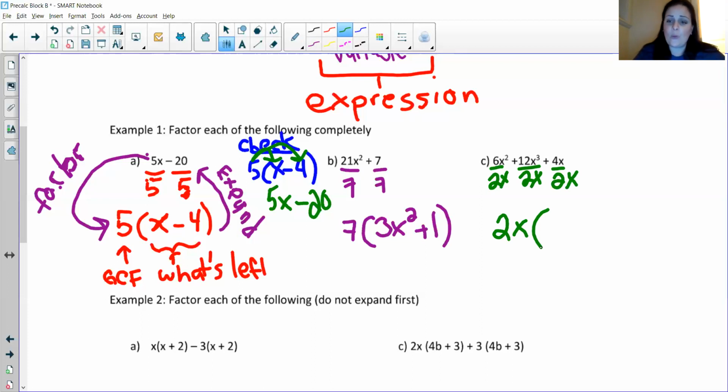So when we're figuring out what's left after we divide 2x out of all three of these terms, we look at the numbers with the numbers and the x's with the x's. So 6 divided by 2 is 3. X squared divided by x is just x. Okay. Positive 12 divided by 2 is positive 6. And x cubed divided by x leaves you with x squared. 4x divided by 2x. So again, 4 divided by 2 is positive 2. And x divided by x is 1. And 2 times 1 is just 2. So in this case, we can just drop it off.